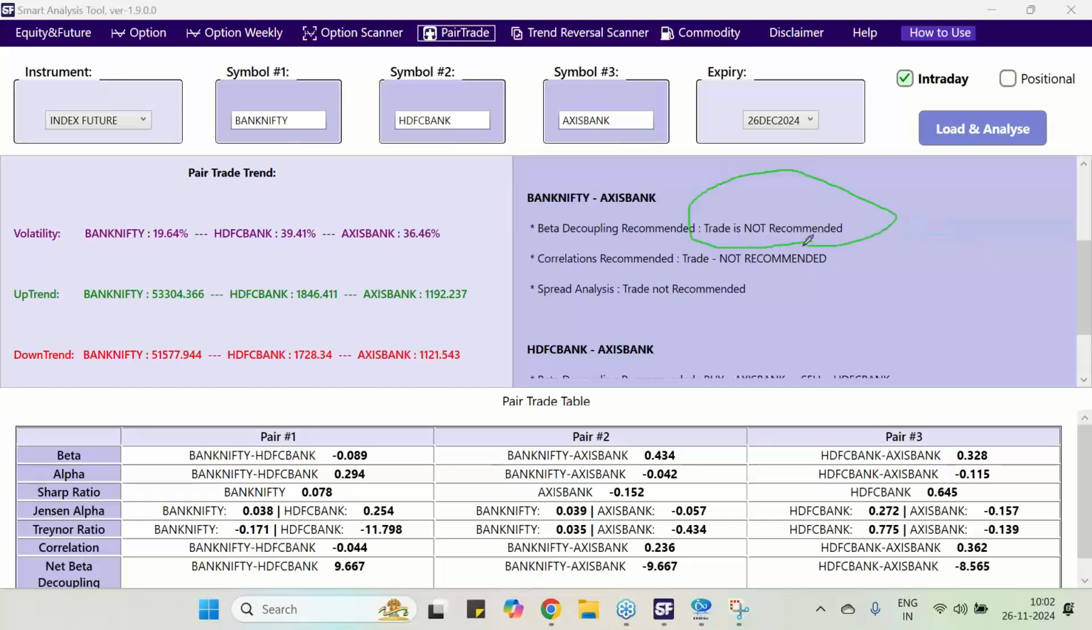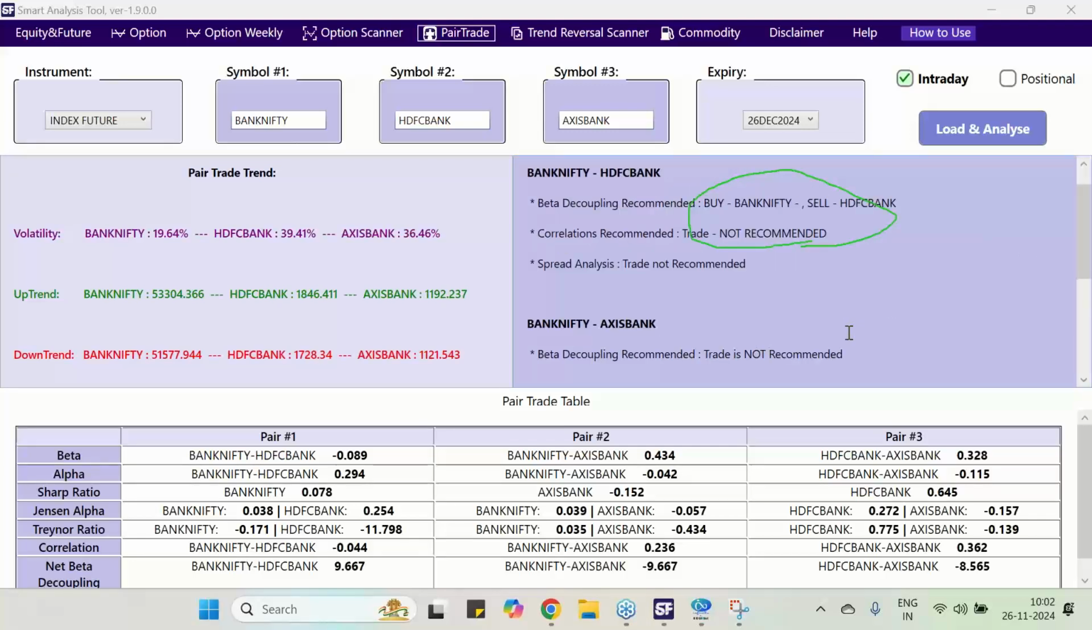Trade is not recommended means today, now when this analysis is being done, the recoupling is not happening, means बीटा में जो डिकपलिंग है वो आज घट नहीं रहा है, तो आज वो एक्सपांड हो रहा है. तो इसीलिए इसमें रिकमेंड नहीं किया.